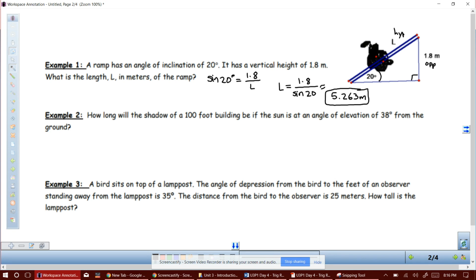All right, so in the second example, they have not drawn a picture, so I'm going to start by drawing a picture. It said, how long will the shadow of a 100-foot building be, so here's my building, it's 100 feet tall, and we all hopefully know that the shadow would be on the ground, so this is my shadow, if the sun is at an angle of elevation, so that means the angle of elevation will be down here, of 38 degrees. So I'm looking for the shadow, so I'll call that X.